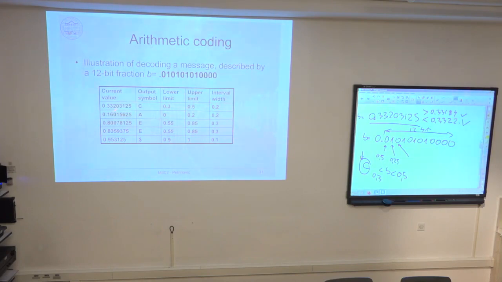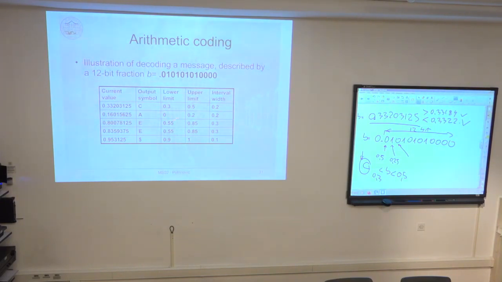And when I compute this value, it is 0.16015625. Now I have to check the interval corresponding to this value. Of course, it is the first interval, the interval for the letter A, because A is from 0 to 0.2. So I write, okay, the next symbol is obviously symbol A. Again, I subtract the lower bound, but since the lower bound is 0, it is the same value.